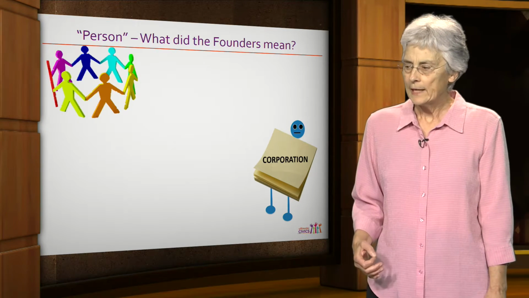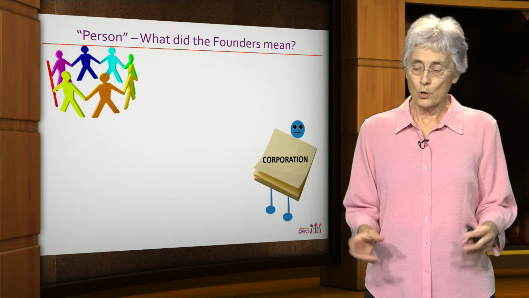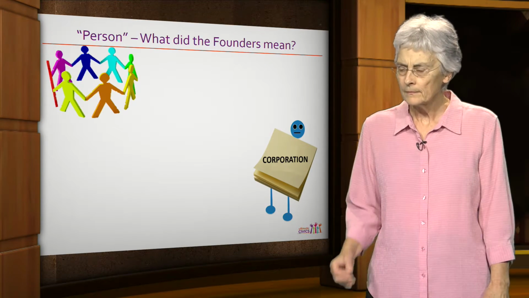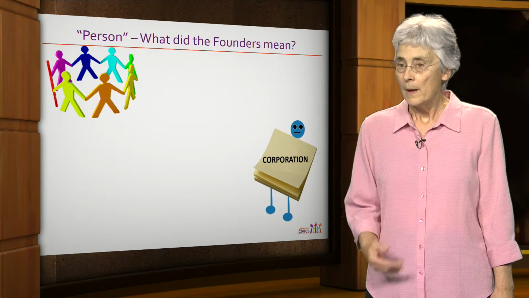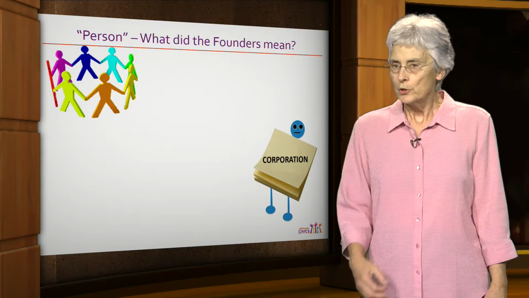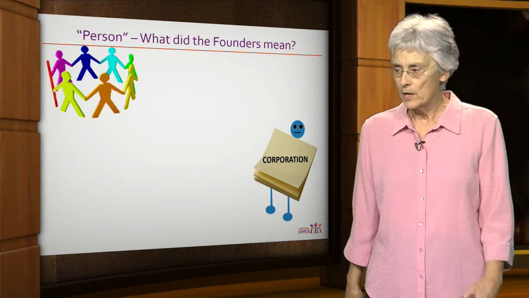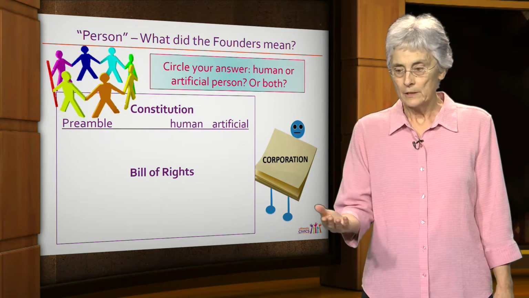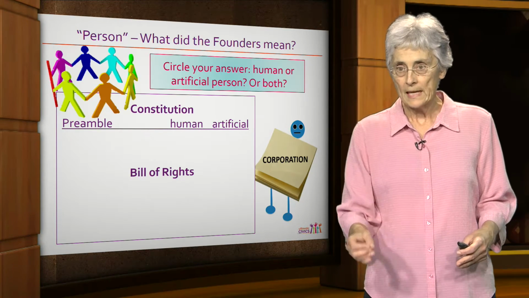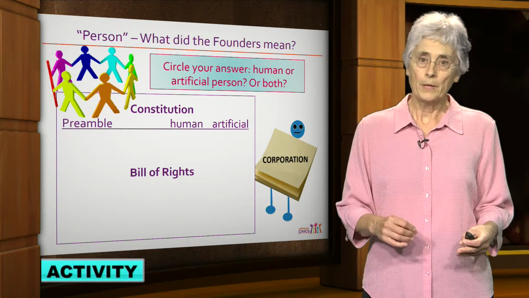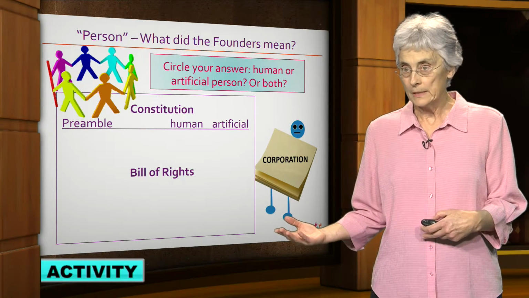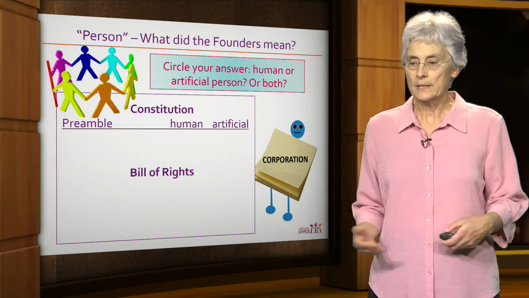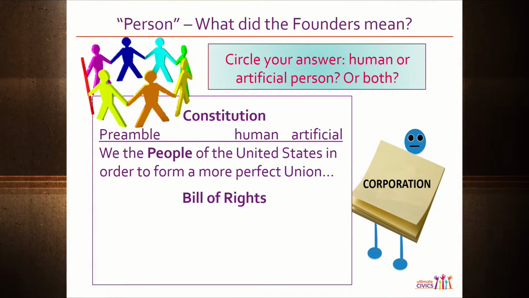First, we need to understand what the founders meant when they used the word person. The problem is our Constitution does not define this word, but uses it multiple times. So this is a small group inquiry now to determine the answer to this question by reading several statements from our Constitution or our Bill of Rights. Do these statements refer to real persons or artificial persons? Again, small group activity. Here's just a sampling of the statements.